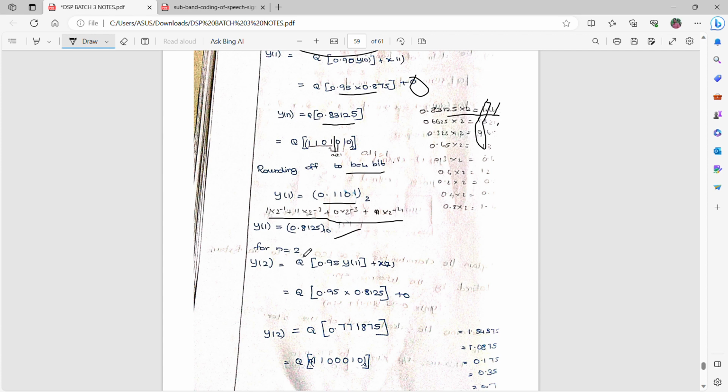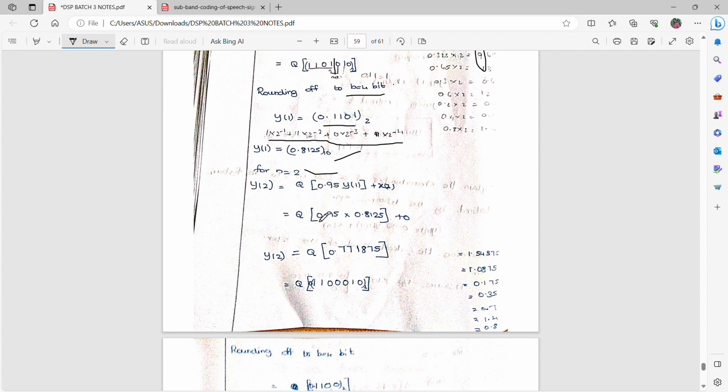Okay, so we can substitute n is equal to 2, so that y of 2 is equal to q into 0.95 into y of 1. So now we substitute the y of 1, that is the decimal value, in this equation. Here x of 2, we already know, should be 0 only.